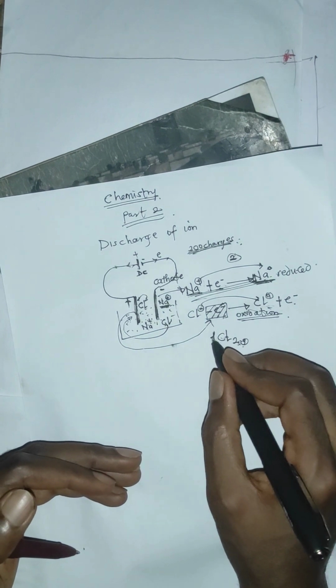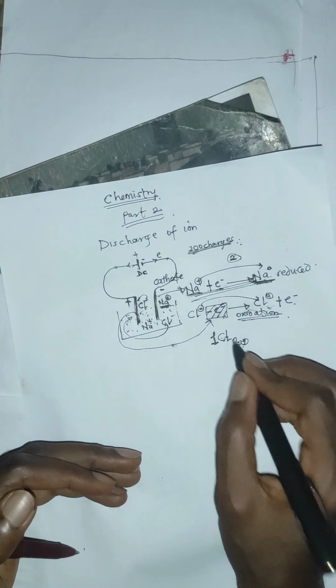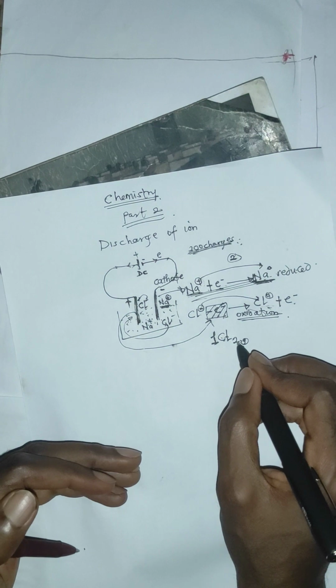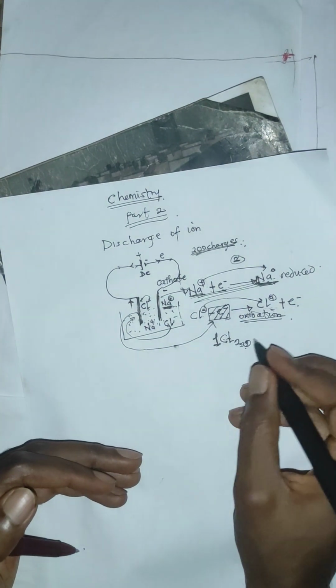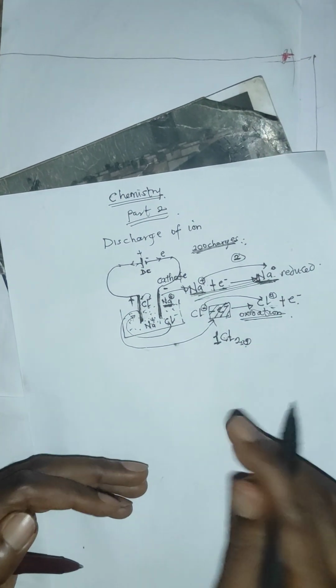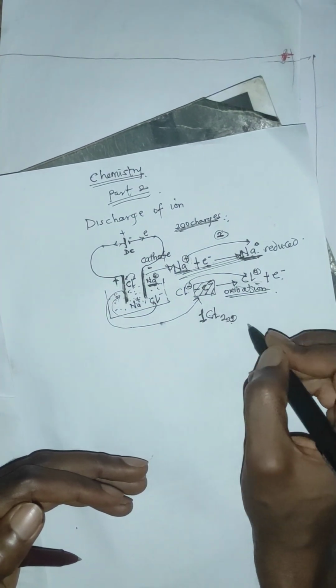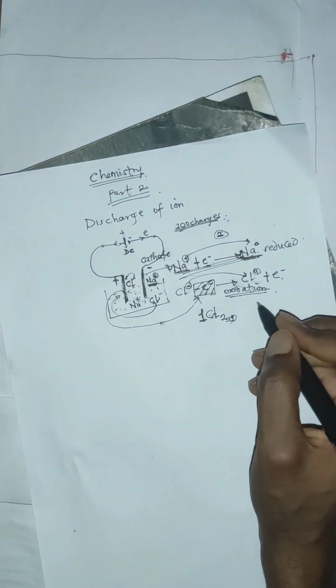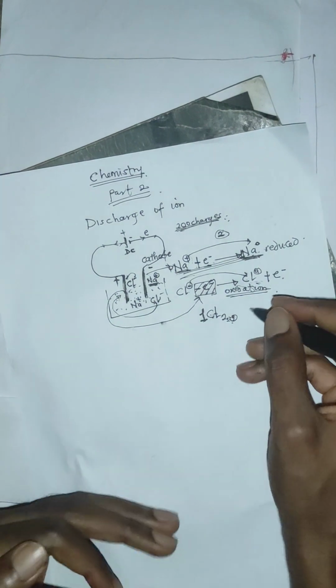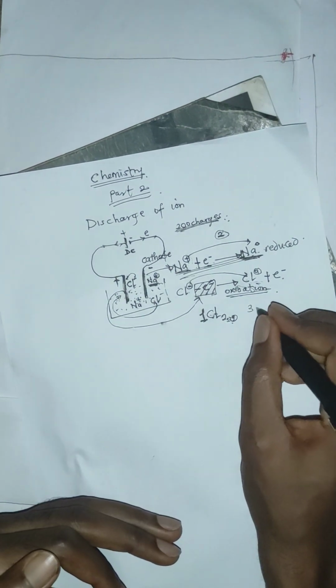So that means that if I want to produce 1 mole of chlorine, I am going to need 2 electrons before I can do that. With the aid of 2 electrons, I will get 1 chlorine, because 1 atom of chlorine will need 1 electron. Remember, okay?